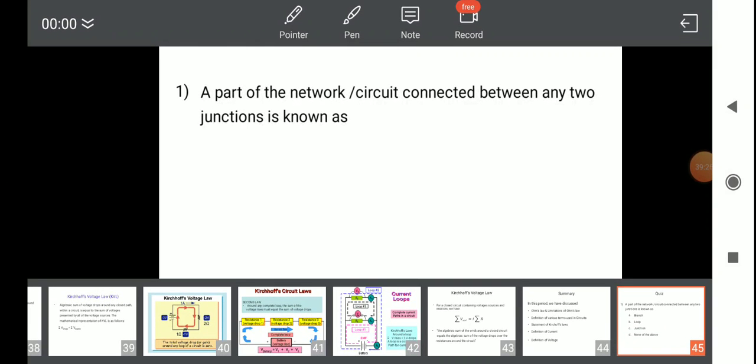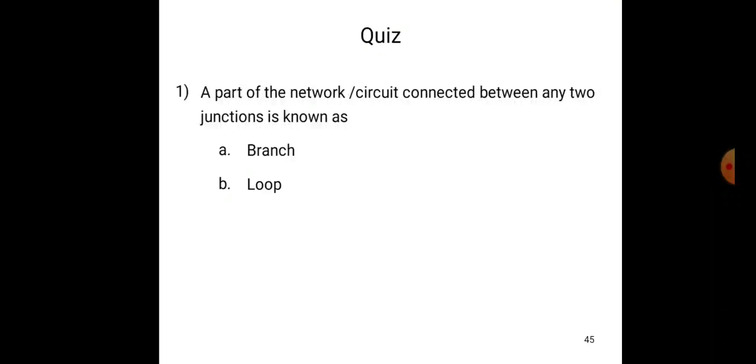Now we are going to discuss the quiz. A part of the network or circuit connected between any two junctions is known as? You know already that a branch means between the two nodes. The answer is branch.